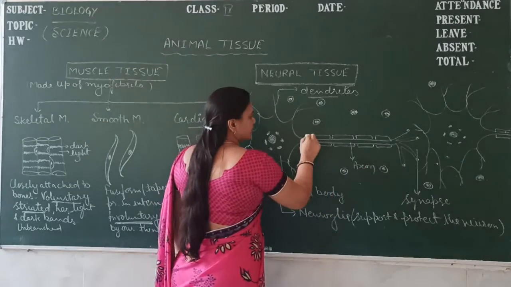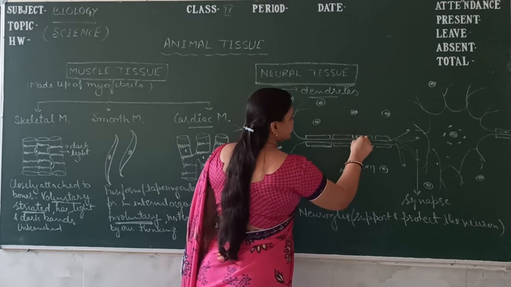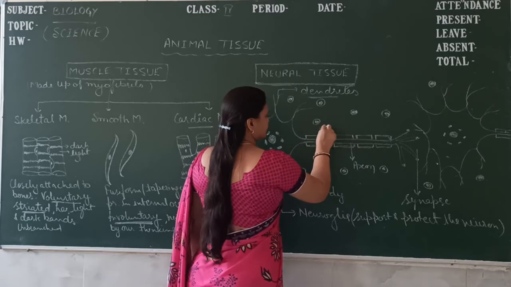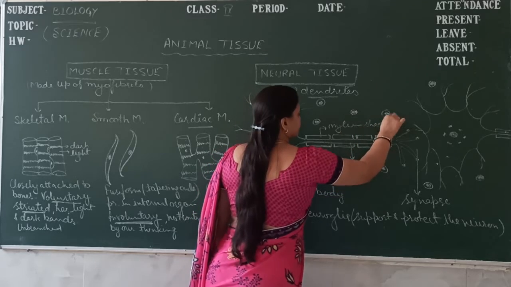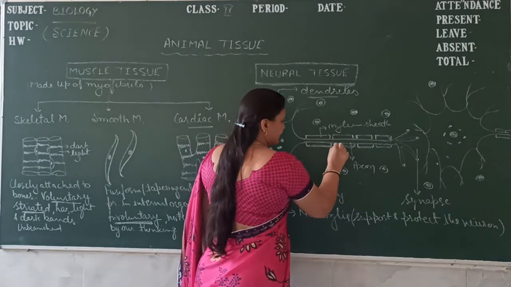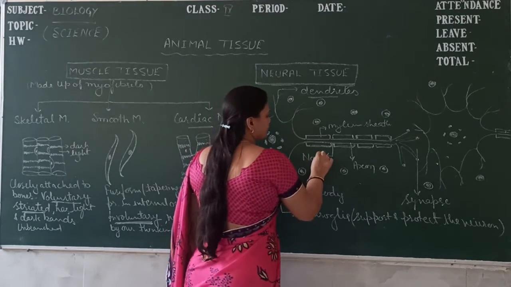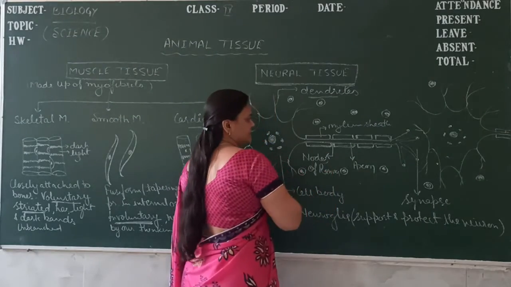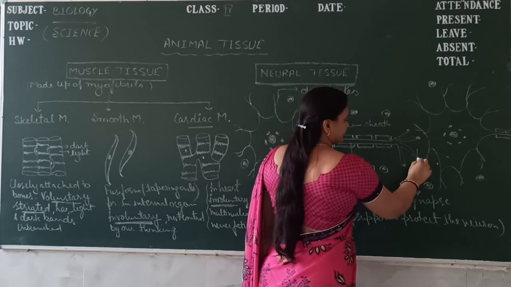The axon is covered by the myelin sheath, and this myelin sheath is made up of Schwann cells. But in some places the myelin sheath is not present. These are known as nodes of Ranvier. And the last portion of the axon is the nerve endings.